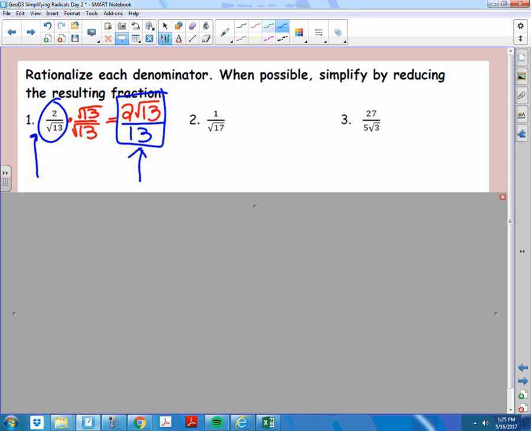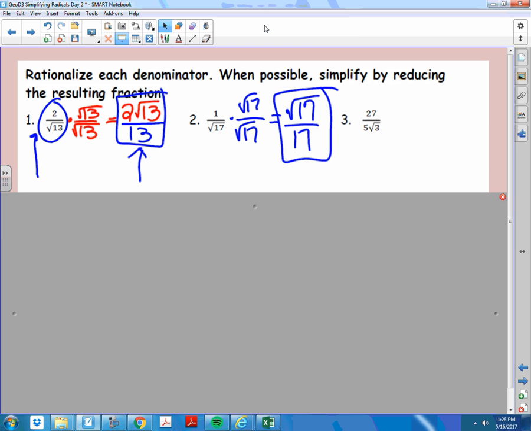So 1 over the square root of 17. What do we multiply it by? Yeah, root 17 over root 17. So we end up with this. On the top, 1 times the square root of 17 is simply the square root of 17. On the bottom, just 17, and your answer is done. That's your answer. It's called simplifying, it's called rationalizing your denominator.